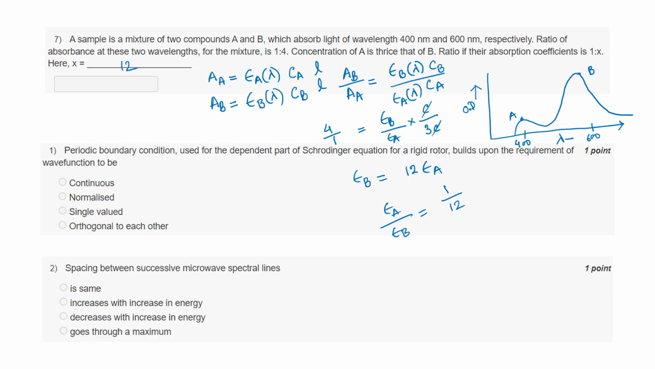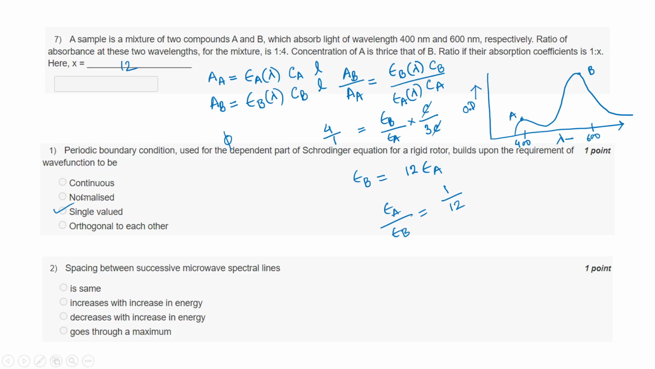Now let us go to, I think, the first problem of assignment 2. Periodic boundary condition used for the dependent part. I think they wanted to say phi dependent part, I guess. Let me write it here maybe. Periodic boundary condition used for the phi dependent part of the Schrodinger equation for a rigid rotor builds upon the requirement of the wave function to be single valued.